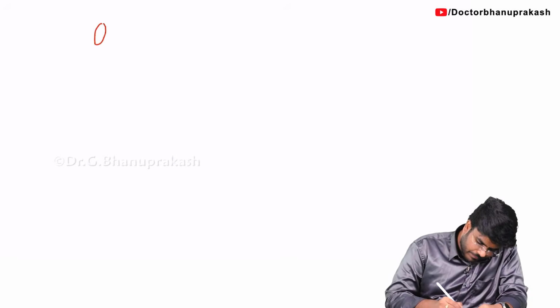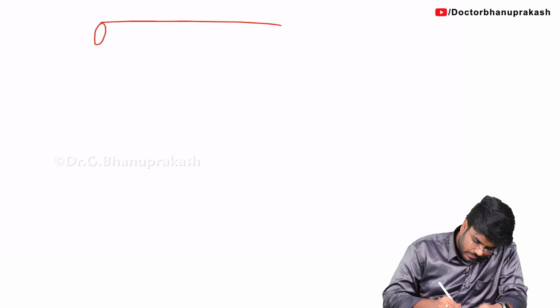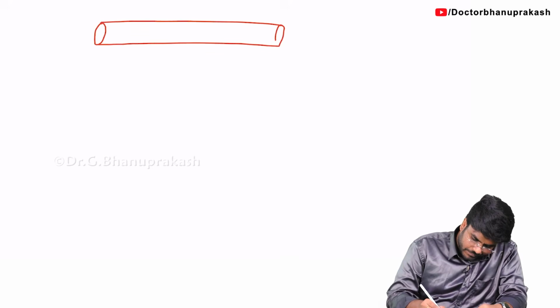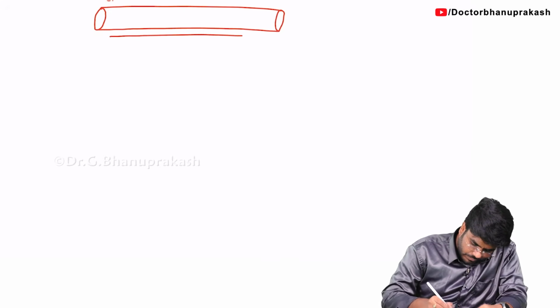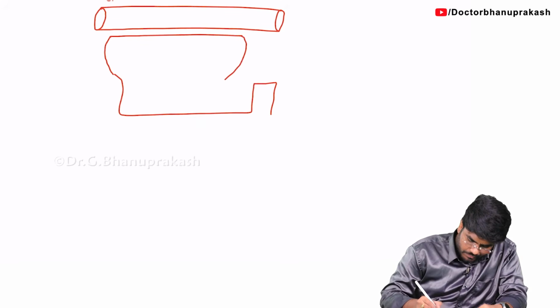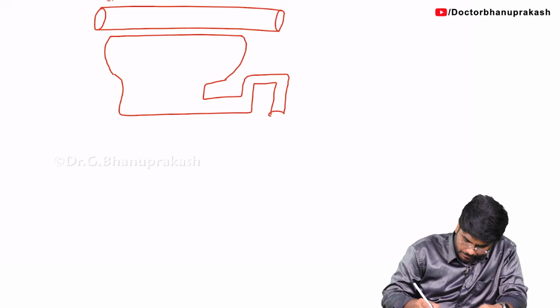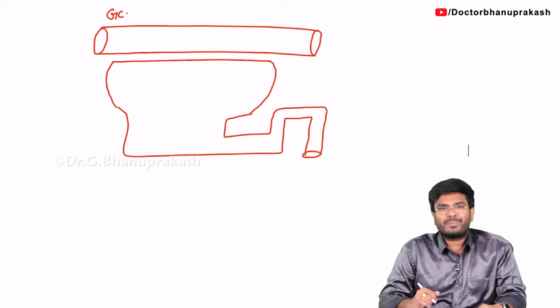Guys, here I am showing you the glomerular capillary. Down to the glomerular capillary, what do we have? We have the Bowman's capsule and the nephron. Okay, let's say so, for easy understanding purpose.